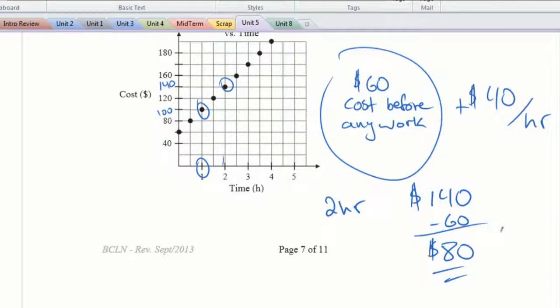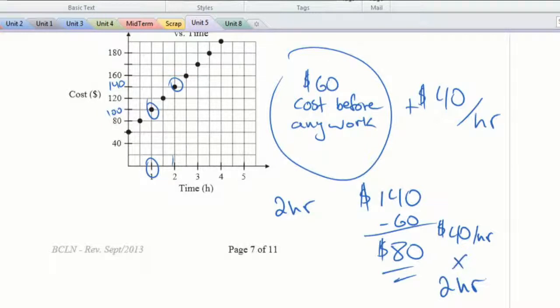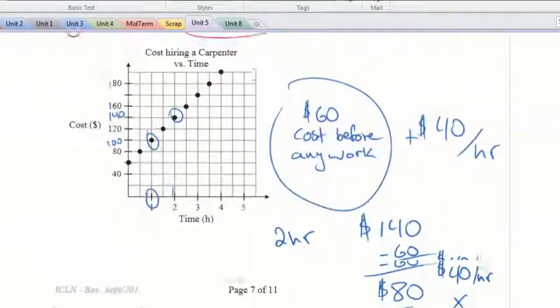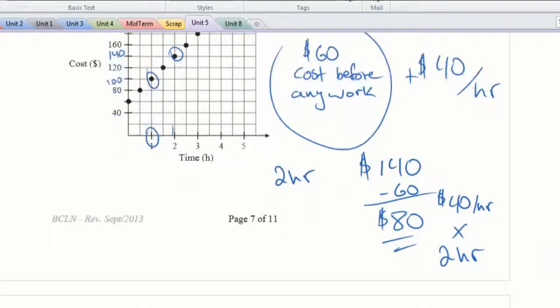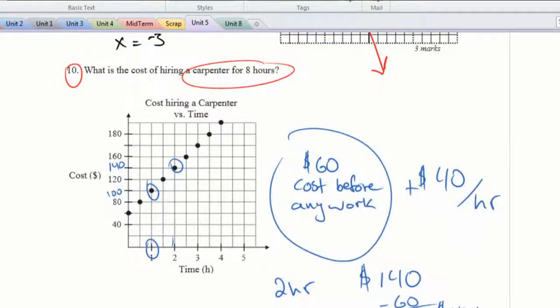So here, this is $40 per hour times 2 hours. So it looks like every hour the person works, they earn $40. And then we have that initial $60 to consider. A couple of ways you can think about it. If you want to just say, okay, 8 times 40 is 320 plus your initial 60, you could just add that on and you get 380 and then away you go.